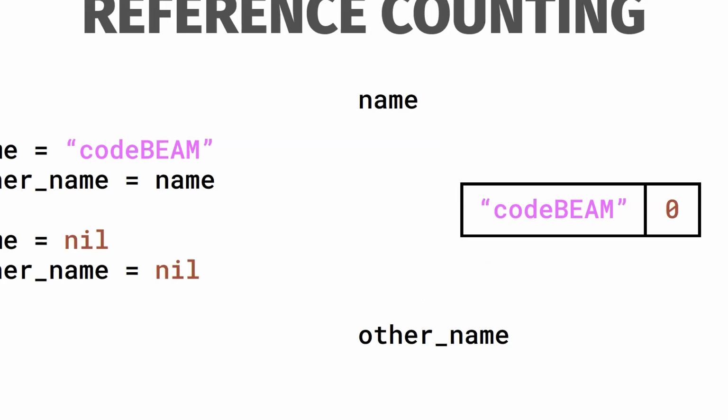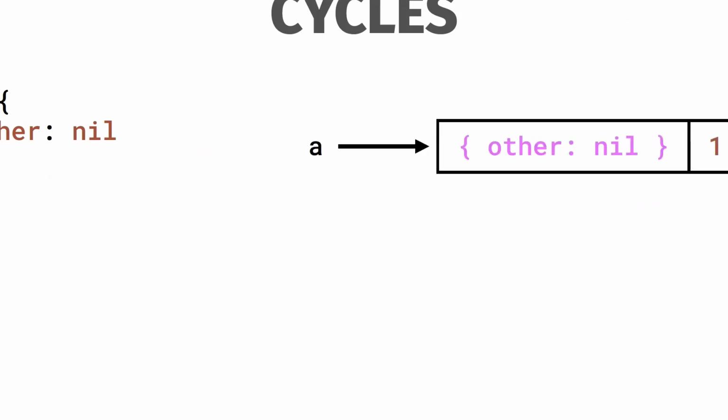Python, for example, uses reference counting for a part of its garbage collection. And as we'll see later, so does the Beam. But there's one big potential problem, and that's called cycles. That happens when things are pointing at each other without a reference from the outside. So let's say I have this map.